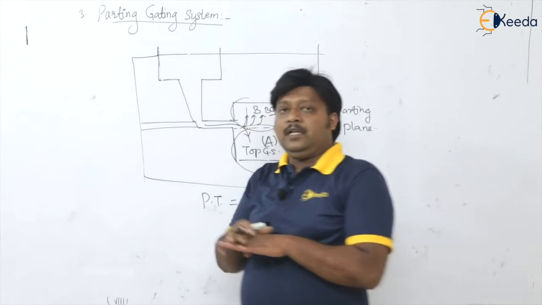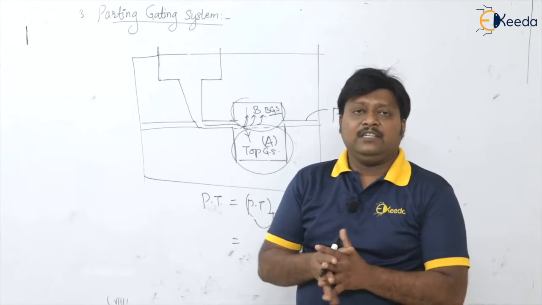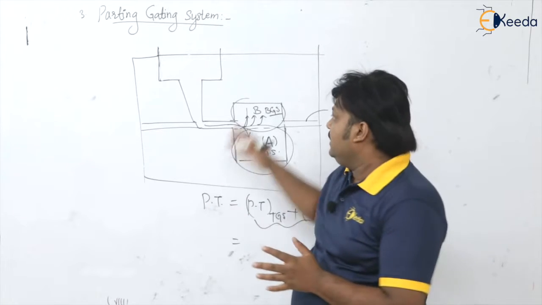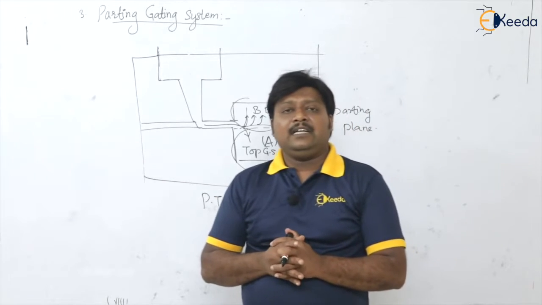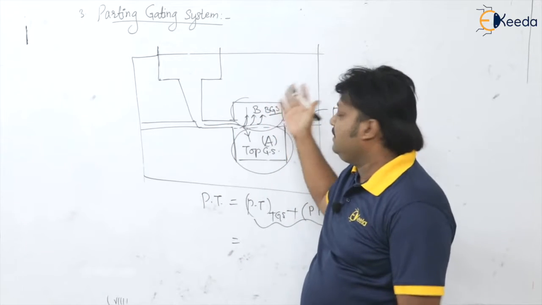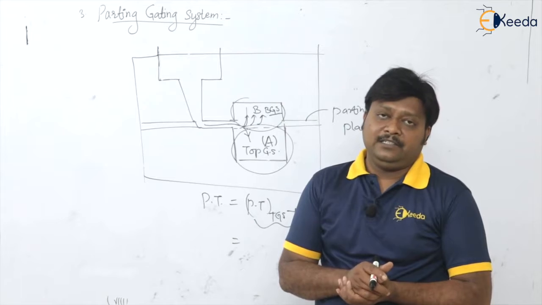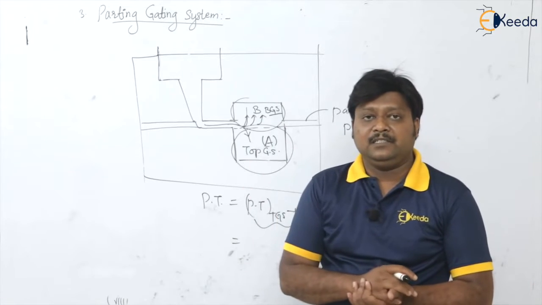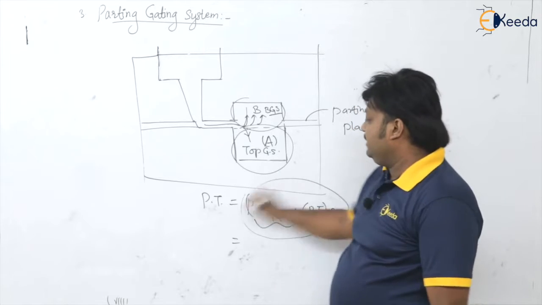So you are having the mold cavity along the horizontal plane, that is the parting plane, some part in the cope and some part in the drag, and one part can be filled as a top gating system, whereas another part can be filled with the bottom gating system. This is known as the parting gating system. Understood? And how to calculate pouring time? It will be like this.